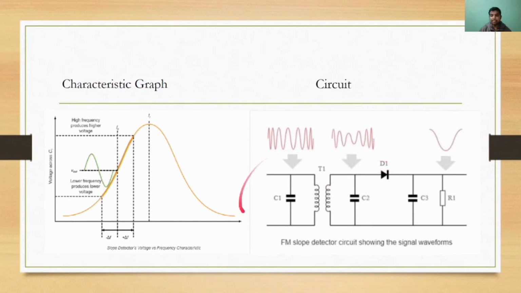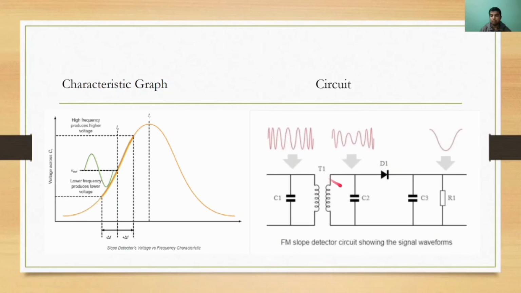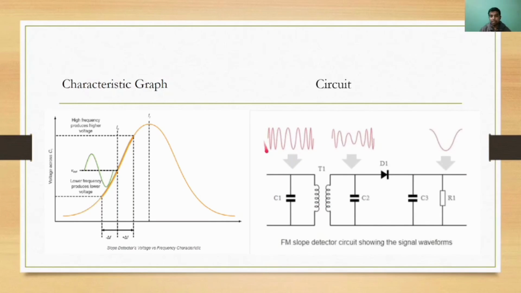So as you can see, this is the circuit of a slope detector. We have a capacitor, an inductor, and this forms kind of a transformer. Then we have this tuned circuit, and we have finally the envelope detector. As you can see, this is an FM modulated wave. So what happens? You can see in this region there is a high frequency compared to this region. So you can see that higher frequency means higher amplitude.